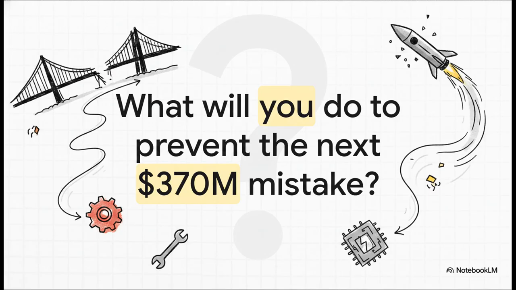So we're left with this. The lessons from Galloping Gertie and Ariane 5 are not just history. They are active warnings for us, right now. The next catastrophic failure is already in the making somewhere. The only question is, what part are you going to play in preventing it?